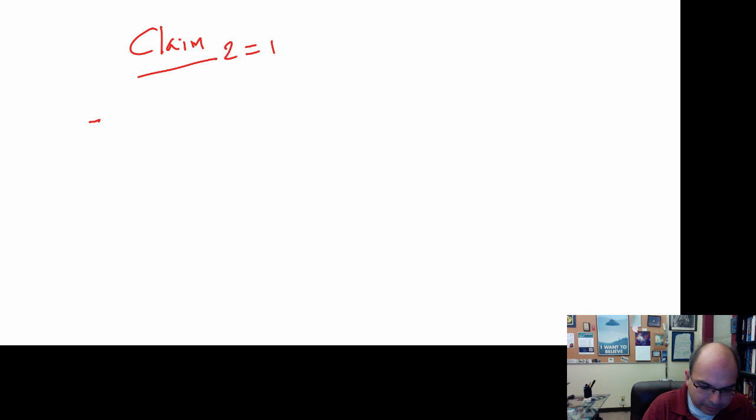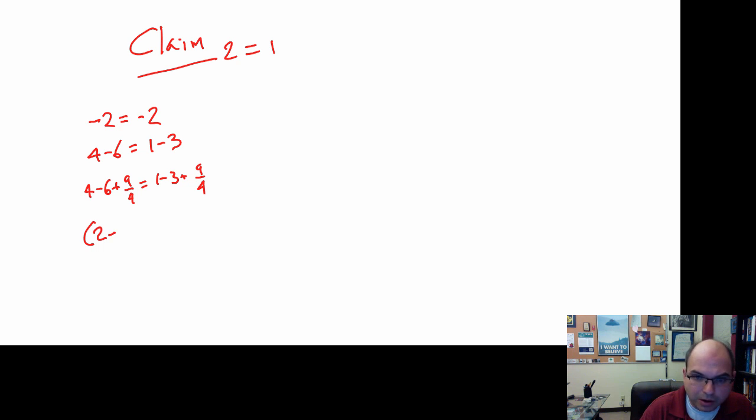So I'm going to come over here and write something. Minus 2 is equal to minus 2. I think we can all agree on that, right? And here's something else that we know. 4 minus 6, that's just equal to minus 2, right? Substituting equals for equals, that is equal to 1 minus 3. Okay, that works. Now let's just add 9/4. I thought we're all happy, right? And we're going to factor this, so this is 2 minus 3/2 squared, and that should be equal to 1 minus 3/2 squared.